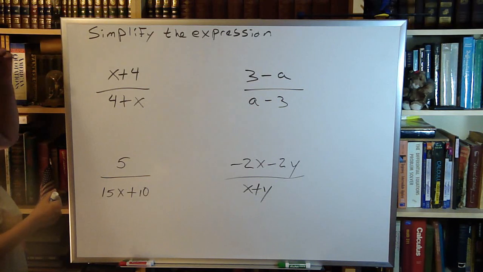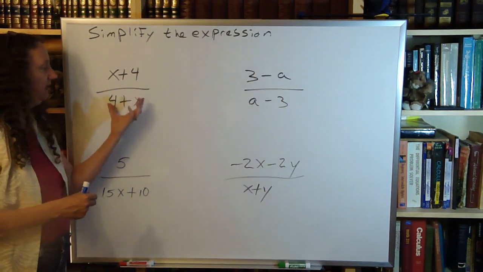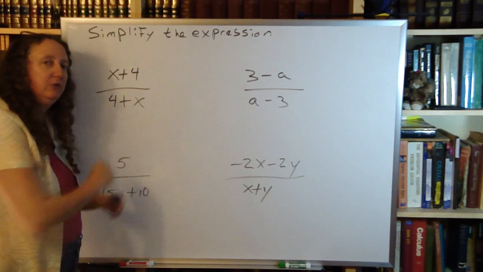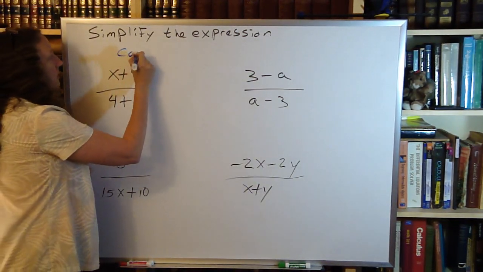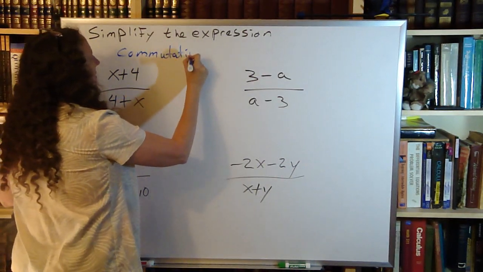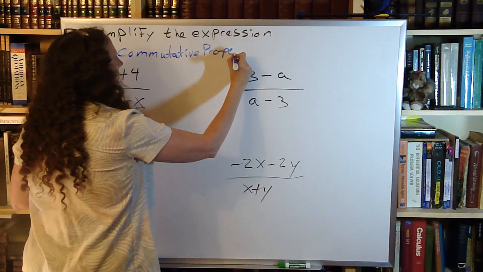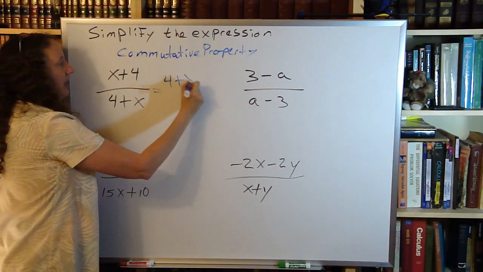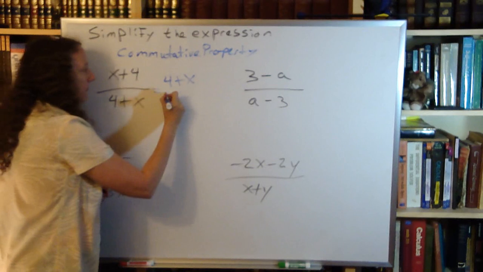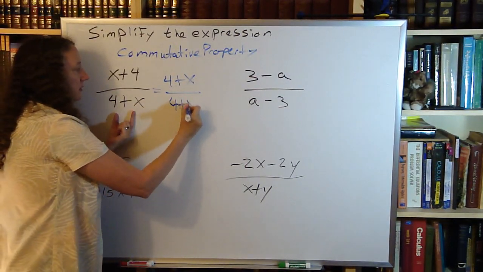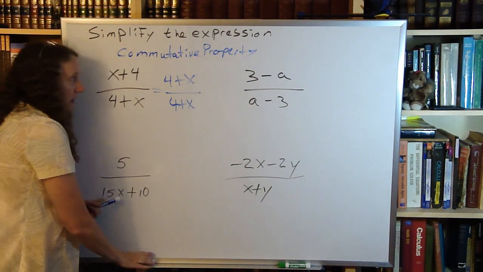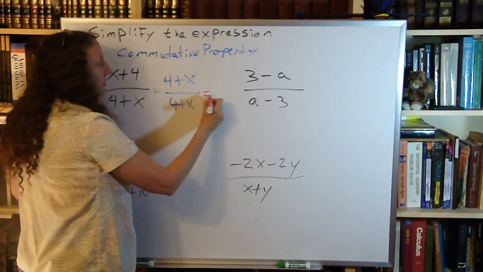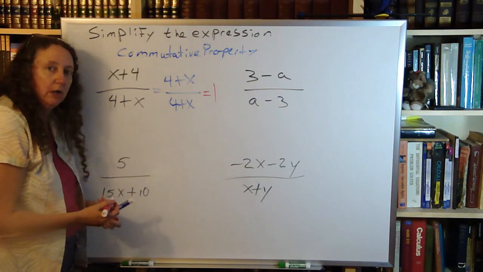Simplify the expression. So when you are facing these things, some of the things you have to look out for on the easy ones is sometimes you just have to use your commutative property. So all I'm doing here is I'm going to flip those around, and I'm going to put 4 plus x instead of x plus 4 over 4 plus x. So now I can see that I have the exact same thing on the top and on the bottom. So this, something divided by itself, is 1.